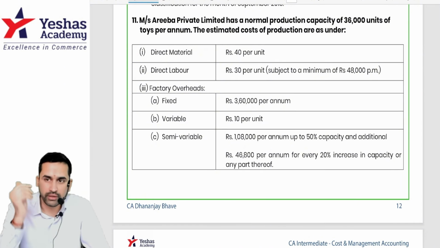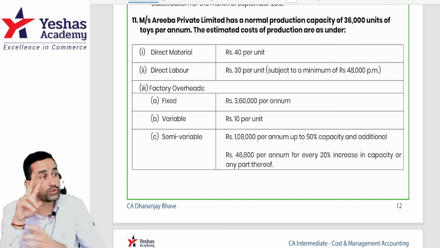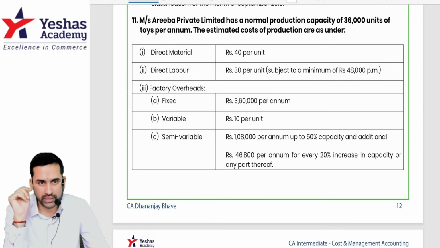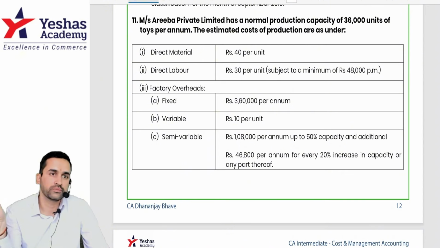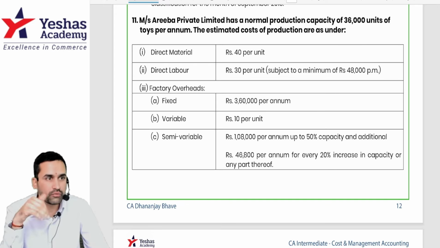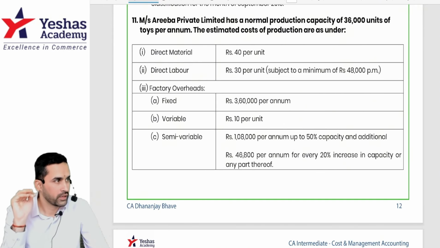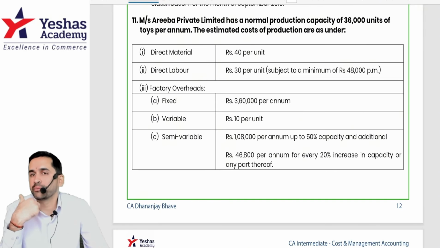Correct? Take one more example. February, we produce 2000 units. In Calci, 2000 into 30. You should be paying 60,000. Now you won't pay 48,000, you have to pay 60,000. Condition is it can't be lower than 48,000. Right?